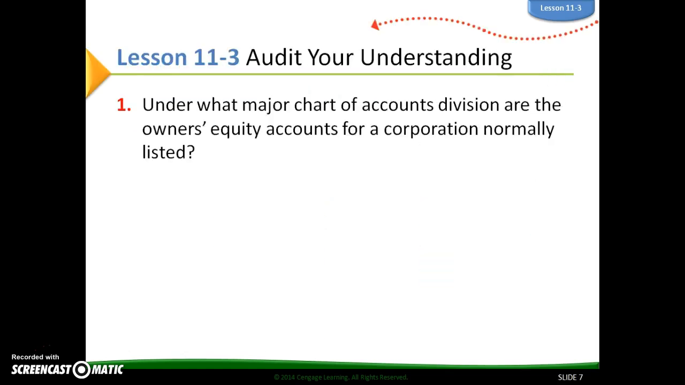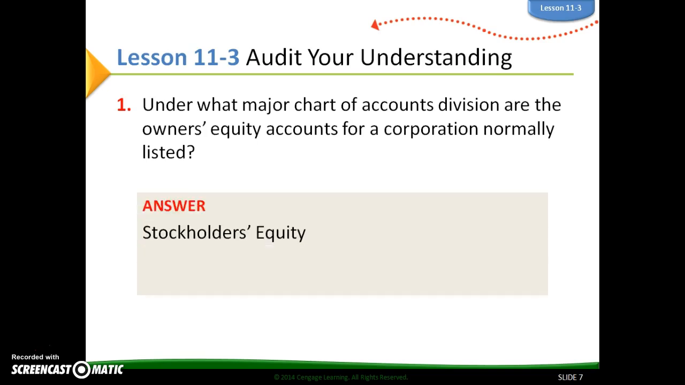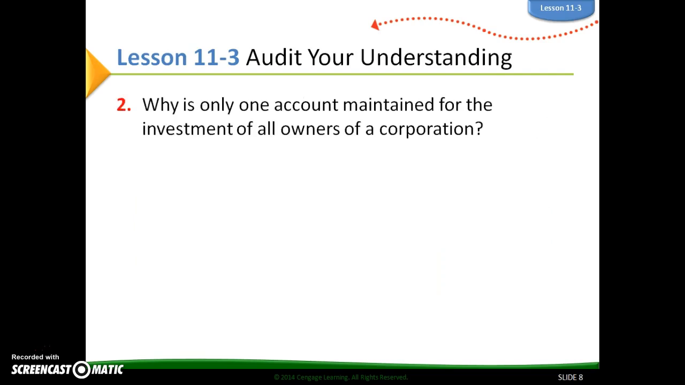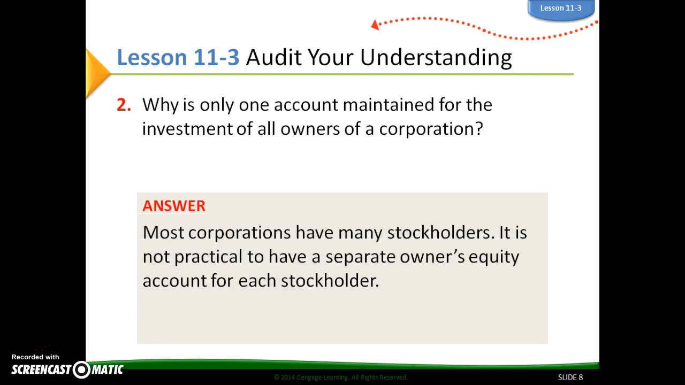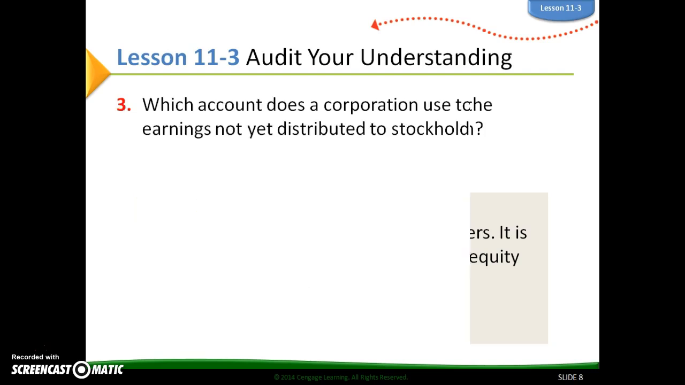So as we think about auditing our understanding, under what major chart of accounts division are the owner's equity accounts for a corporation normally listed? So where are we going to put those? Those go in the stockholders' equity. Why is only one account maintained for the investment of all owners of a corporation? I would just say there's a lot of stockholders for most corporations, and it just isn't practical or reasonable in any way to keep a record of all of those stock owners.